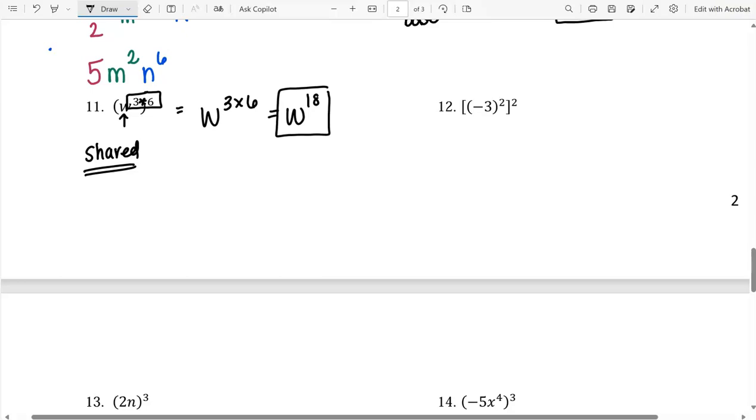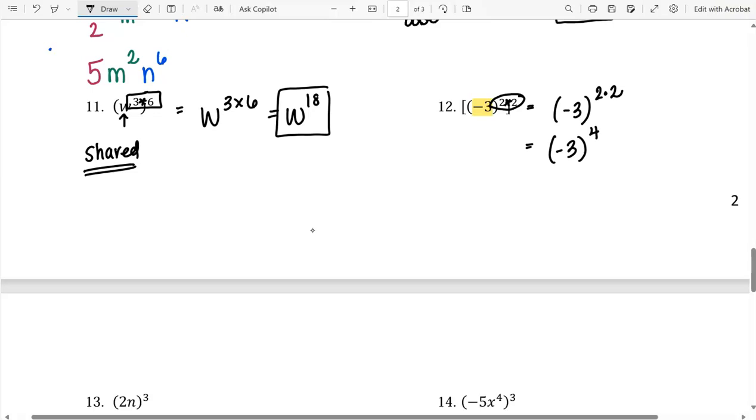And that's true even when I've got negatives inside. This next one, my -3 is the base. That negative is hugged and it's only written one time. These others are a double exponent. So I multiply 2 times 2, and I get -3 to the 4th.